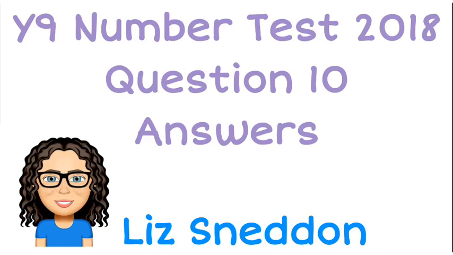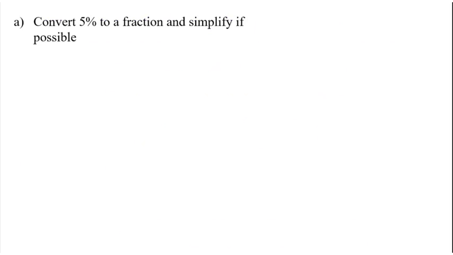Let's look at question 10. So we want to do some converting between, in this case, a percentage to a fraction. So we know 5%, that percentage sign means divided by 100. So in this case, we want to do it as 5 over 100.